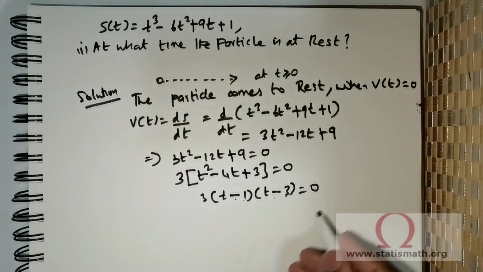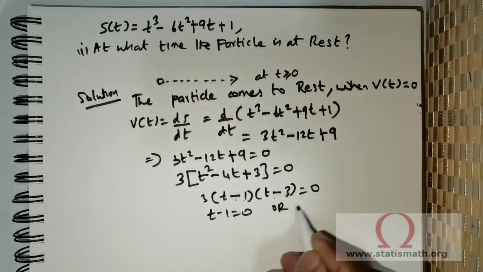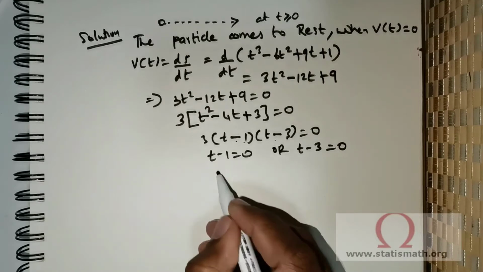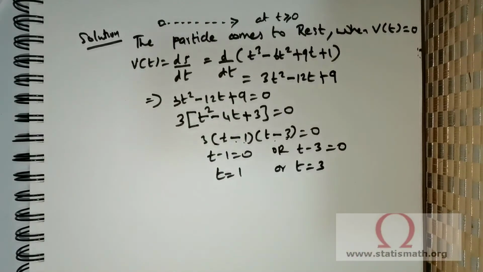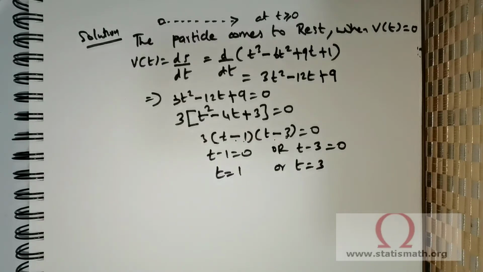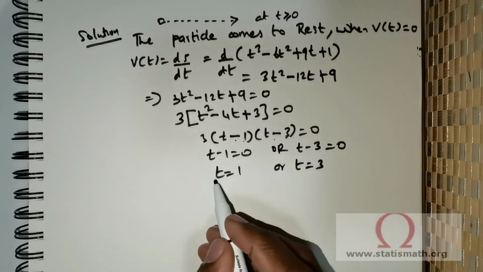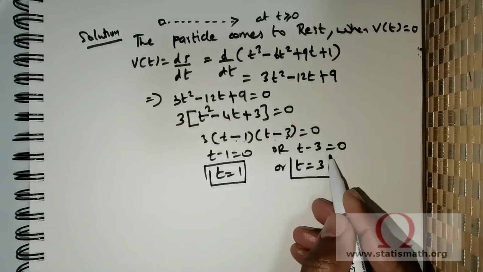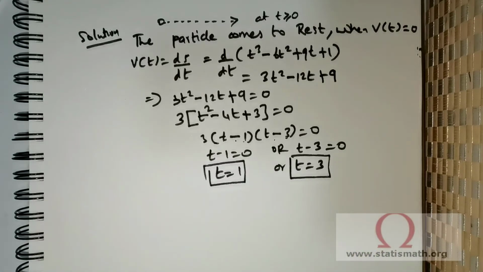Now, from here, clearly we can write t − 1 = 0 or t − 3 = 0. Now this would mean t = 1 or t = 3. So that is the important point. The particle comes to rest when the velocity becomes equal to 0, when t = 1 or t = 3. So that is a very important point that we have found.